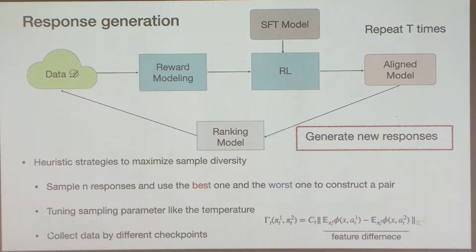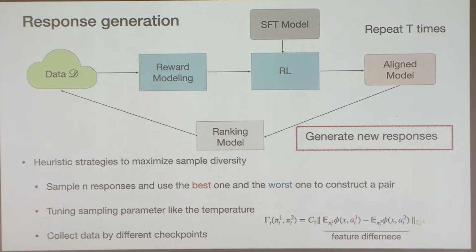So this is the very first step: we construct a ranking model based on the open source data. The second step is that we want to approximate the exploration policy. Unfortunately, in general, the uncertainty estimator is still an open problem for neural networks. I think it's still a very promising direction, but here we just adopt some heuristic strategy to maximize the sample diversity.